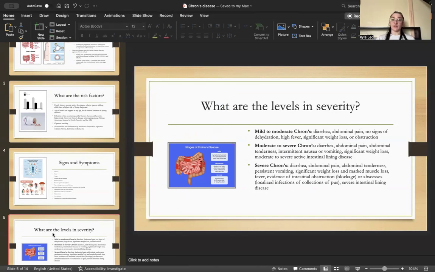The next level is moderate to severe Crohn's. This includes diarrhea, abdominal pain, abdominal tenderness, intermittent nausea or vomiting, significant weight loss, and moderate to severe active intestinal lining disease. And lastly, you have severe Crohn's, which includes diarrhea, abdominal pain, abdominal tenderness, persistent vomiting, significant weight loss and marked muscle loss, and fever. There's also evidence of intestinal obstruction, blockages, or abscesses, which are localized infections of collections of pus, or severe intestinal lining disease.